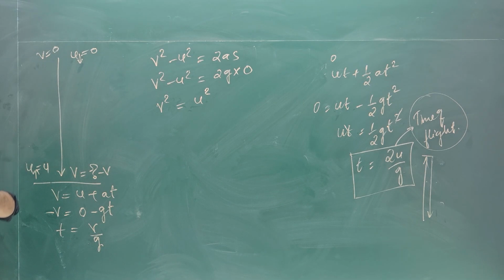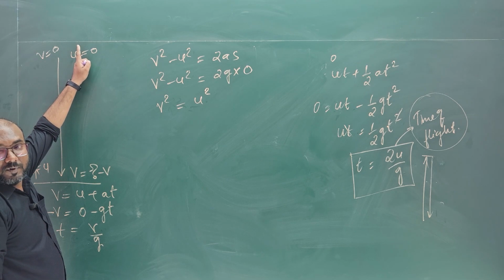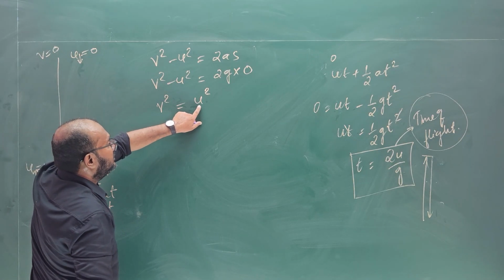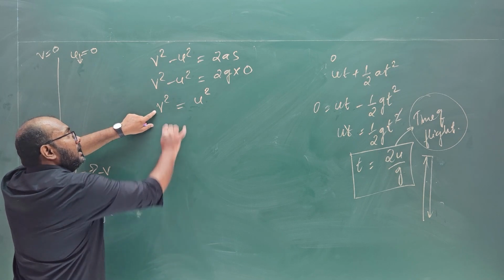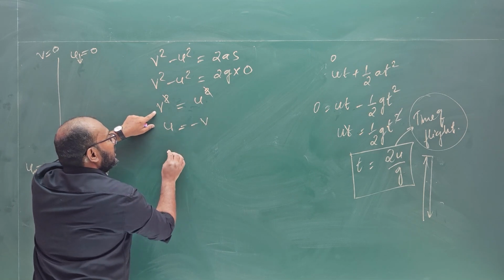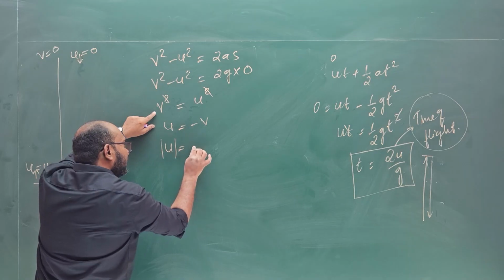Okay, now substitute the sign convention. In the upward direction, all are positive. In the downward direction, all are negative. So can I say that this u is positive and this v is negative? And cancelling this square and square, u is equal to minus v, or u is equal to the magnitude of v.